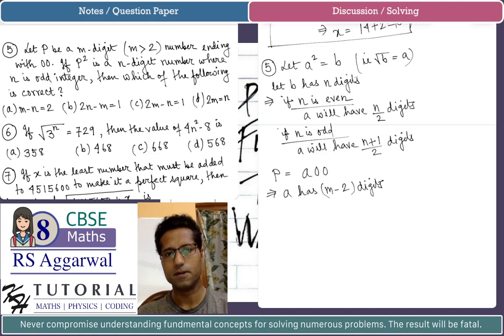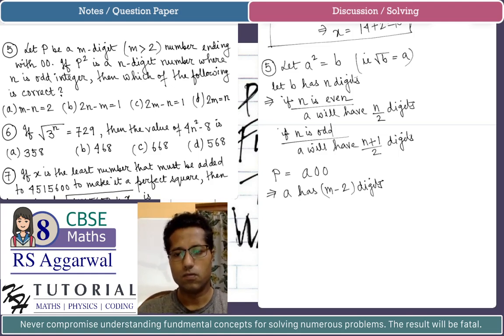It is given that the number P is ending with 00. So we are having the two zeros at the end, and before that all the digits to the left-hand side of 00, that is the ending two zeros, let that number be A, and A will definitely have at least one digit. So if the entire number P is having M digits, then definitely A will have M minus 2 digits.